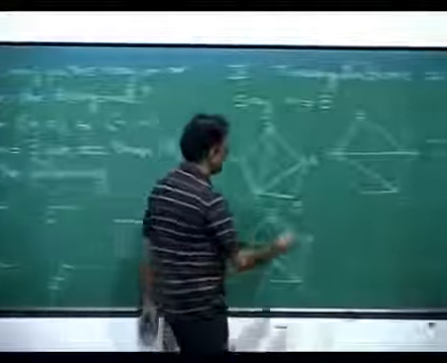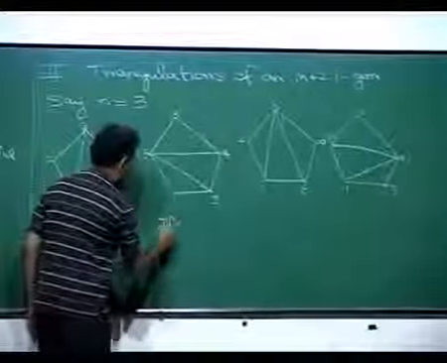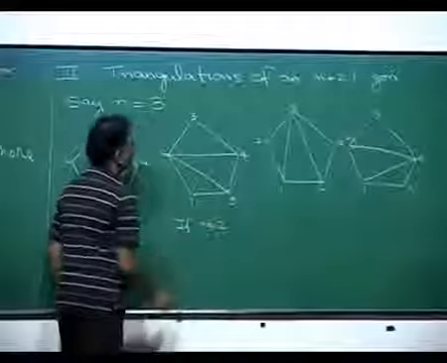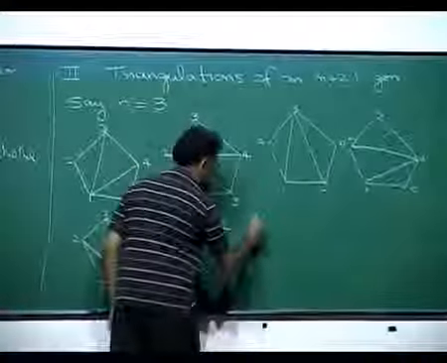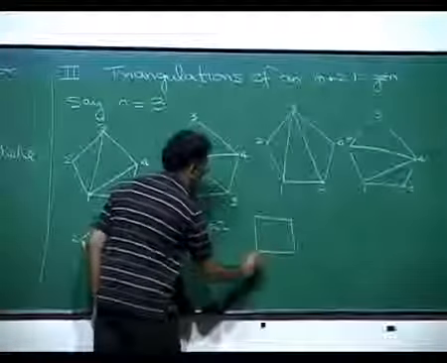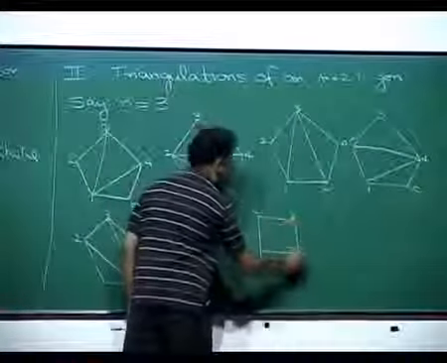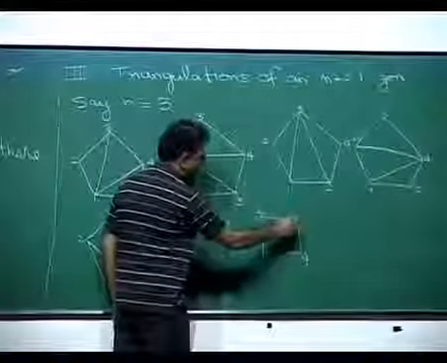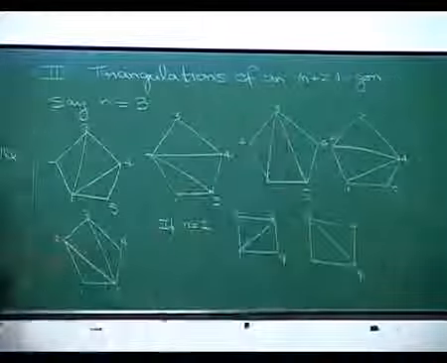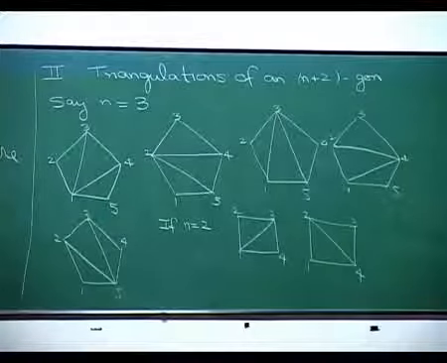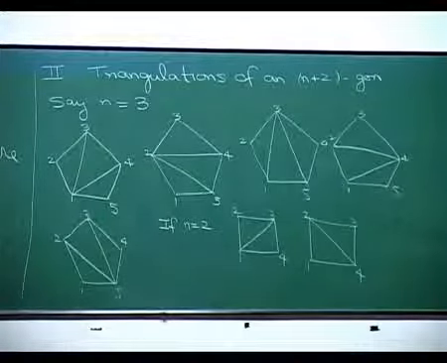So let's see when n equal to 2. If n equal to 2, n plus 2 is 4, so now we are thinking of a square. And clearly there are 2 ways, either you draw this diagonal or you draw the other diagonal. When n equal to 2, there are 2 ways, and here also when n equal to 2, there are 2 paths. Right? And again one checks, if you go to a hexagon and try all possible ways of cutting it, you will see that there are 14 ways of doing it.